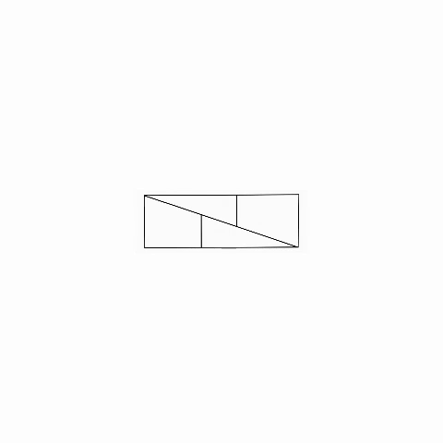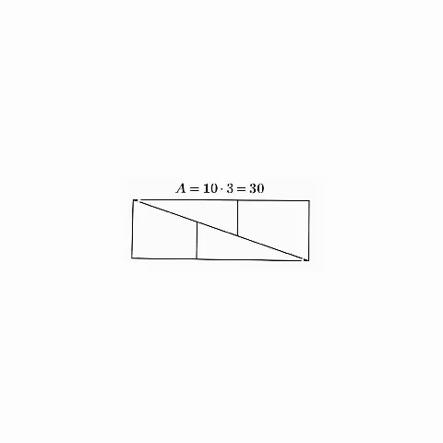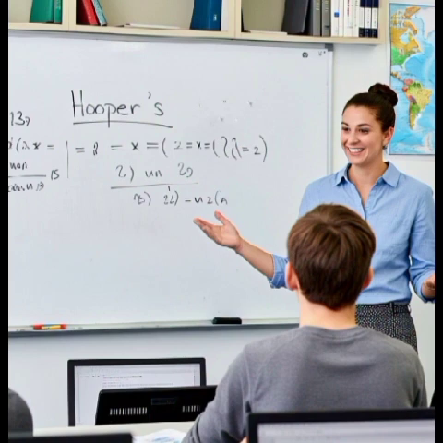But hold on, when we calculate the area of this new rectangle, it's only 30 square units. So, where did the 2 missing units go? This is the mystery behind Hooper's paradox. It was first published in 1774 by William Hooper in his book Rational Recreations.